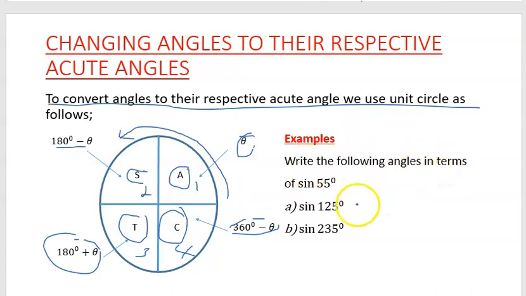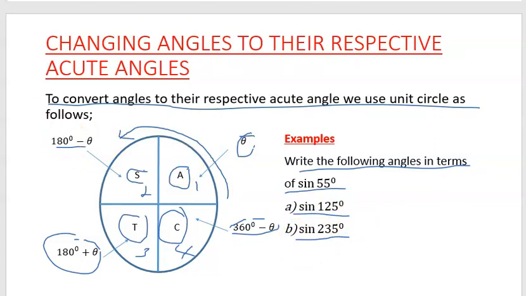If you know that, then an example is provided here where they ask: write the following angles in terms of sine 55. Remember, 55 degrees is an acute angle. So we can apply this unit circle to work those particular angles in a simpler way. The first question is sine 125 and sine 235.